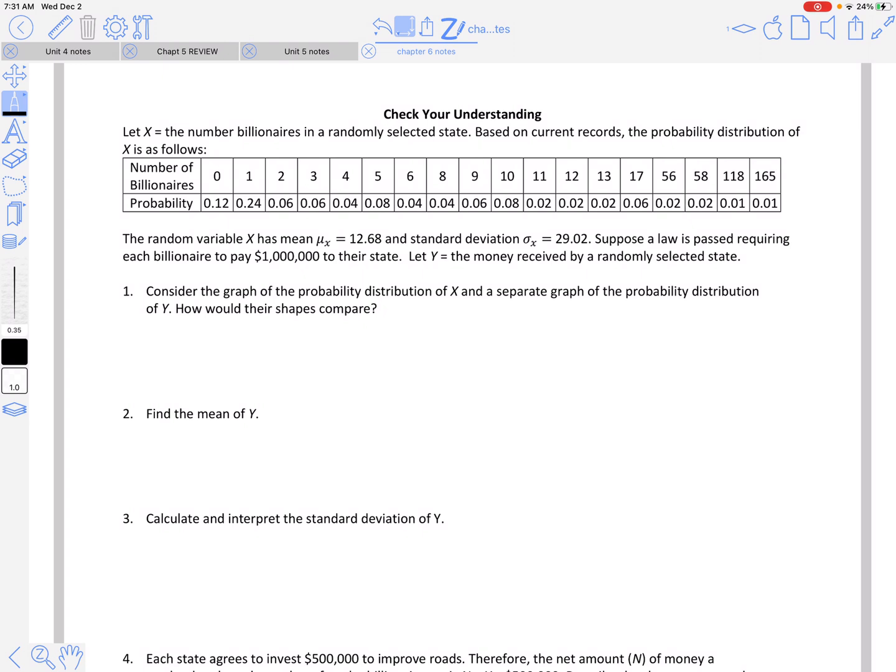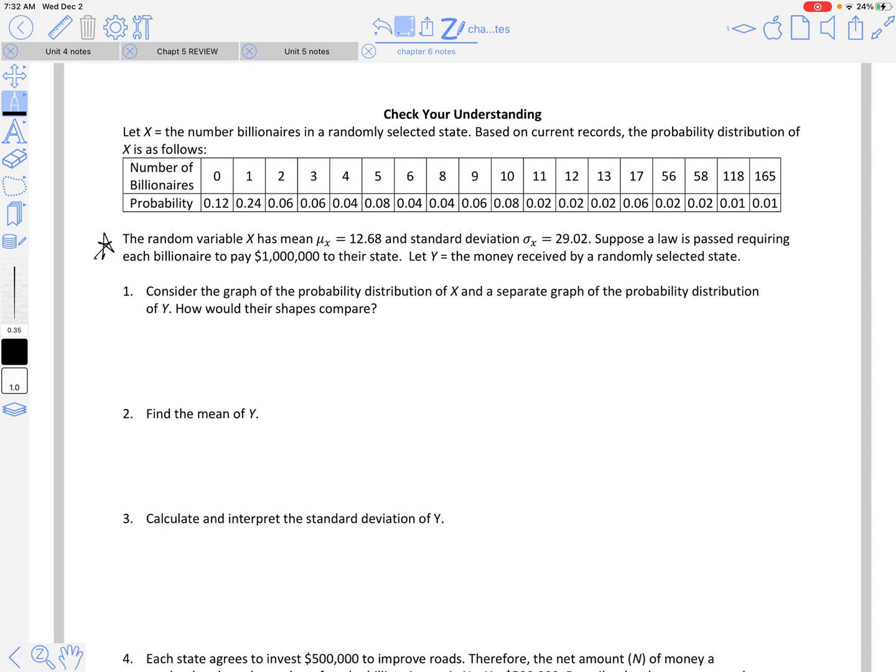All right, so the scenario we have here is we have all the states in the United States, and then we have all the outcomes of number of billionaires per state. So there's 12% of the states have 0 billionaires, 24% of the states have 1 billionaire, right, as you can see. So here's our scenario right here. The random variable x has a mean of 12.68. So on average, states have about 12.7 billionaires, right, with a standard deviation of 29.02. So as we can see, it's really spread out.